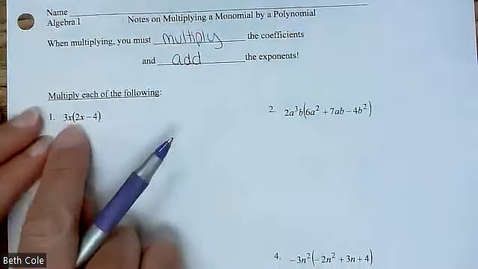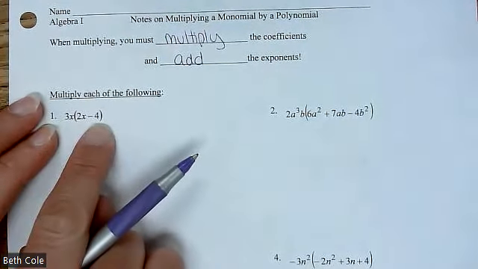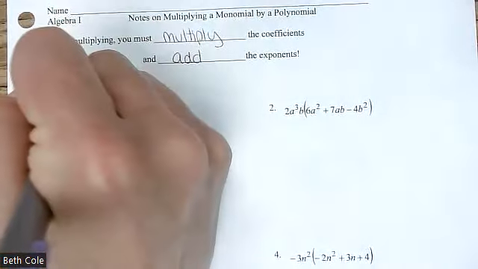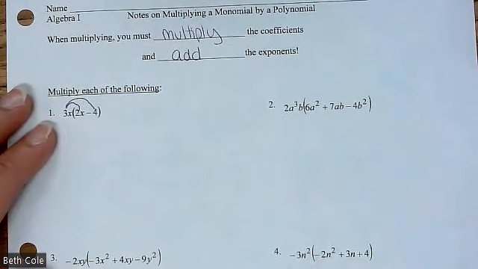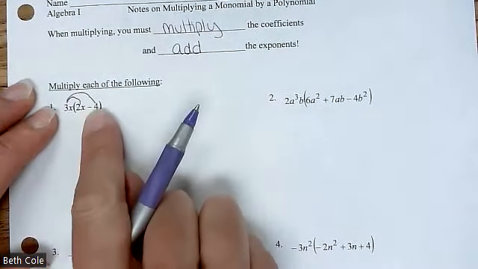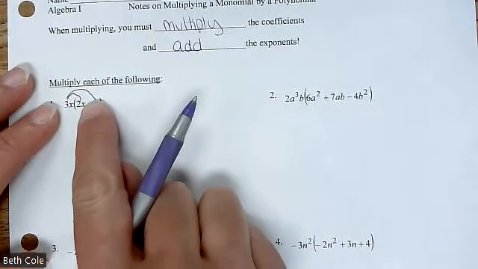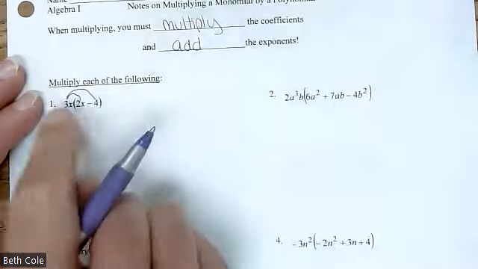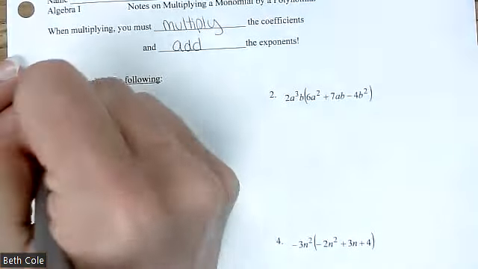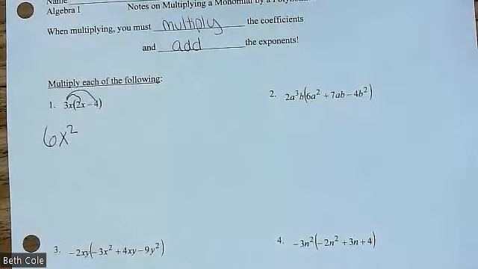So look at the first one. Do you see how there's a 3x outside of the parentheses? We're going to take that 3x and distribute it through there. So it's one thing at a time. First, it would be 3x times 2x. So 3 times 2 would be 6. X times x would be x squared.